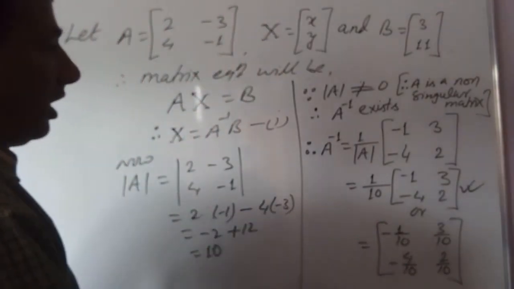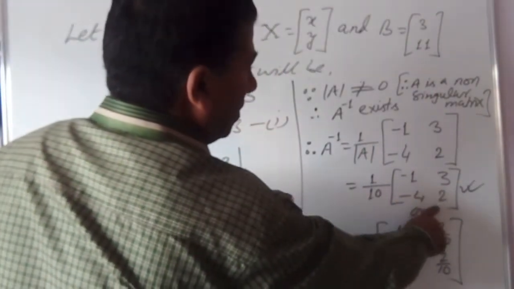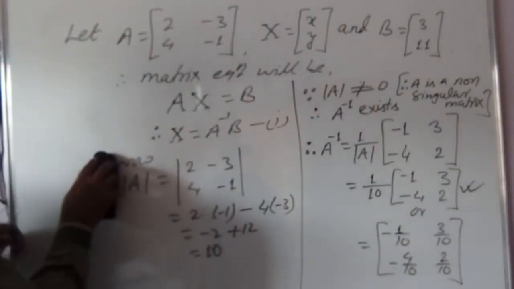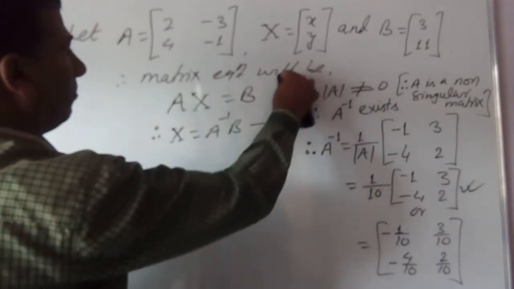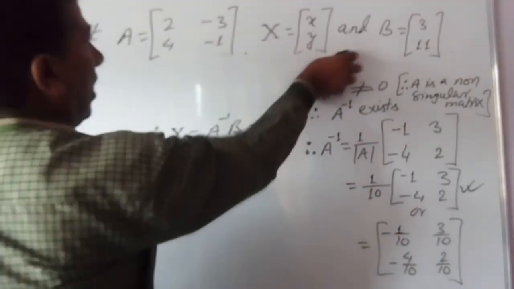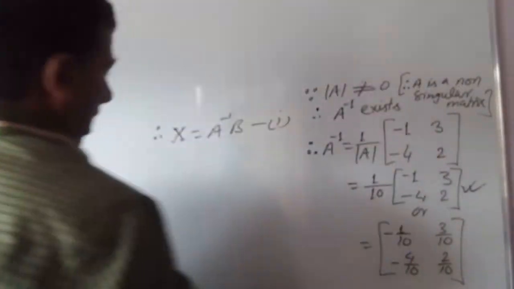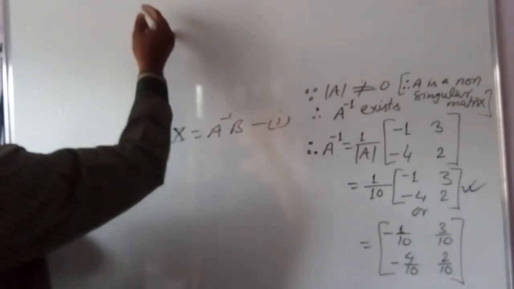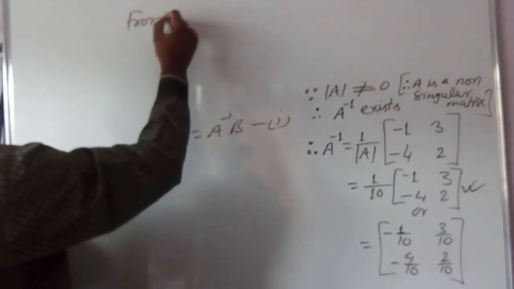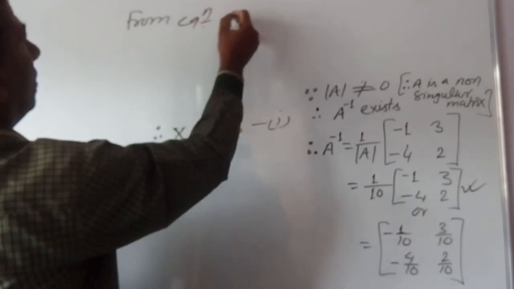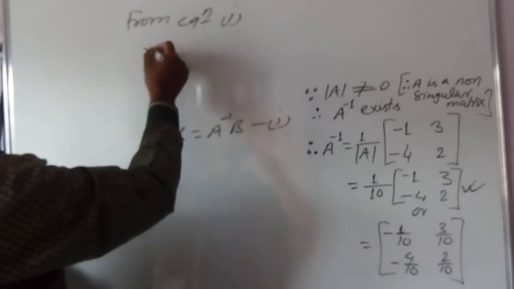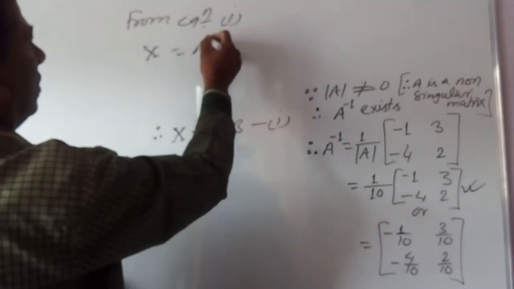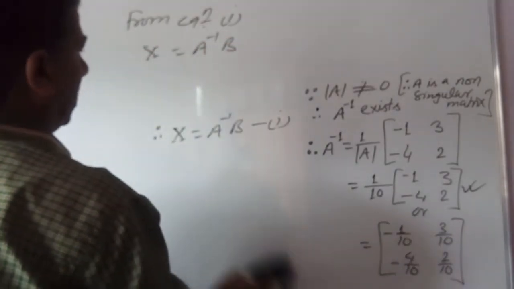Okay. Now we found A inverse. Our equation 1 is this. From equation 1, because we found A inverse, x equals A inverse B. This one is equation 1.